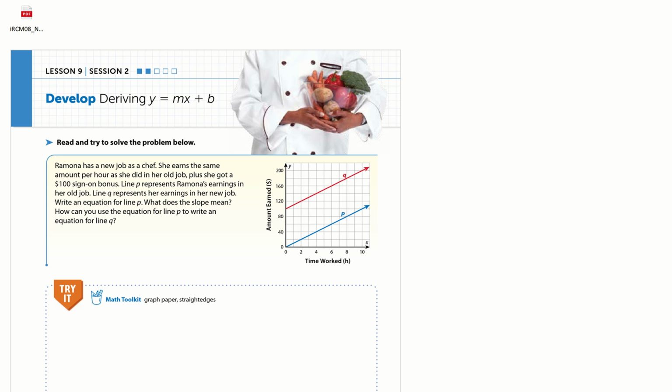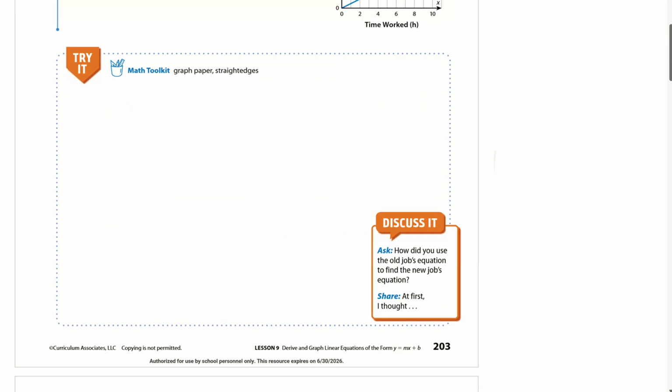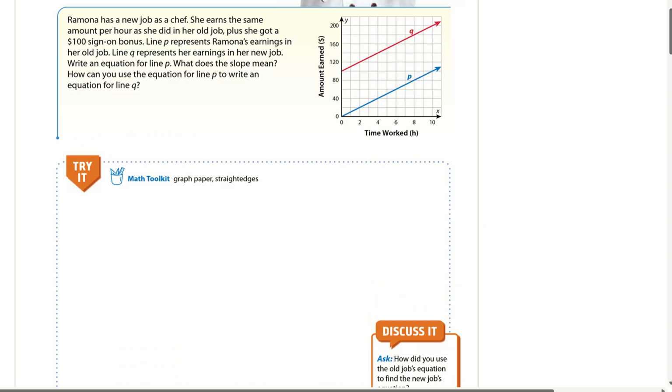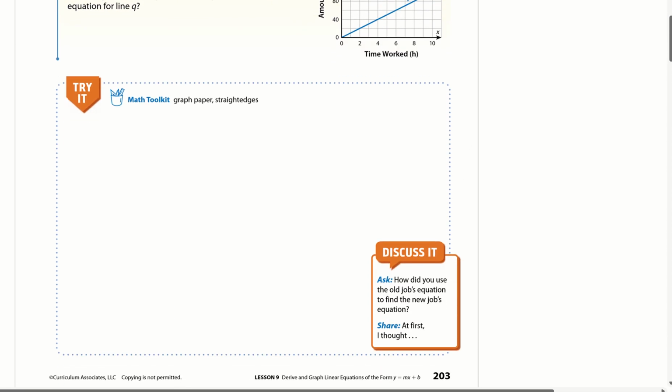Today we are going to talk about deriving y equals mx plus b. We are on, in your books, page 203. So go ahead and get to page 203 real quick. This is the try it problem.